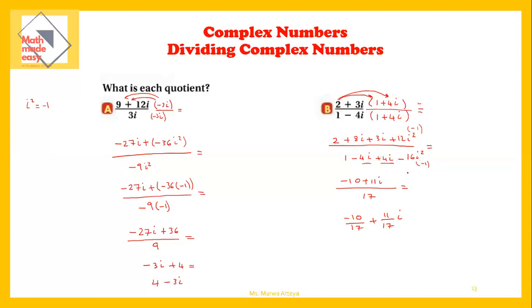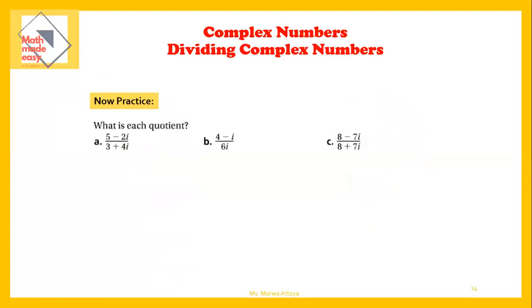Now, as we have seen, when we want to divide complex numbers, all we think about is changing the denominator into a real number to make it easier to simplify. I hope this has been helpful for you. Now you try and practice. You have 3 questions here. Try to use the conjugate to simplify the denominator every time. And once you're done with that, you will find the quotient of each question.